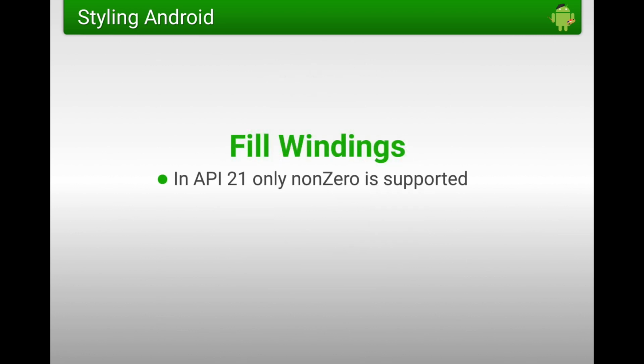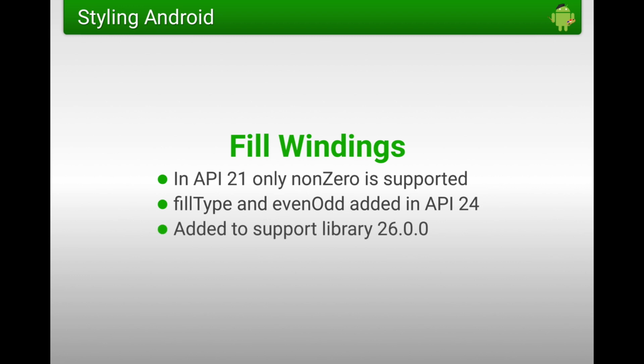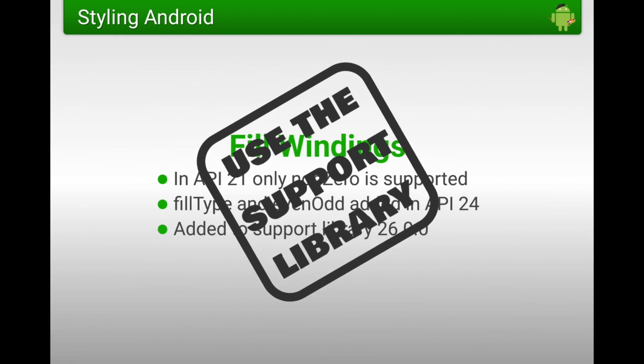So in summary, in API 21, we only got non-zero, and that was hard-coded. You couldn't do anything about it. But in API 24, we got fill type, which is this new attribute, and we could then specify either non-zero or even odd. So if I'd have hit the same problem after API 24, we could have fixed it in this way. But that's great unless you're targeting MinSDK 24. But it was added to support library 26.0.0. So if you are wanting to get this kind of behavior, the rule is use the support library. I told you we'd come back to this.